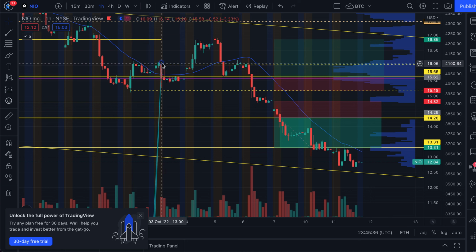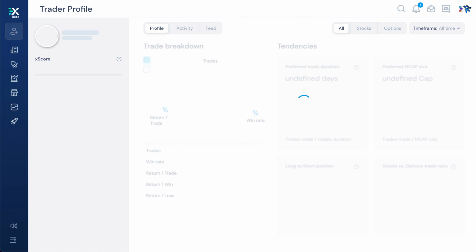When it hit it that second time, I am not the most diamond hands trader, as you will see, and I went ahead and sold, but I only paper traded this. I didn't actually take the real money trade. Let me see. Okay, something is definitely wrong here.